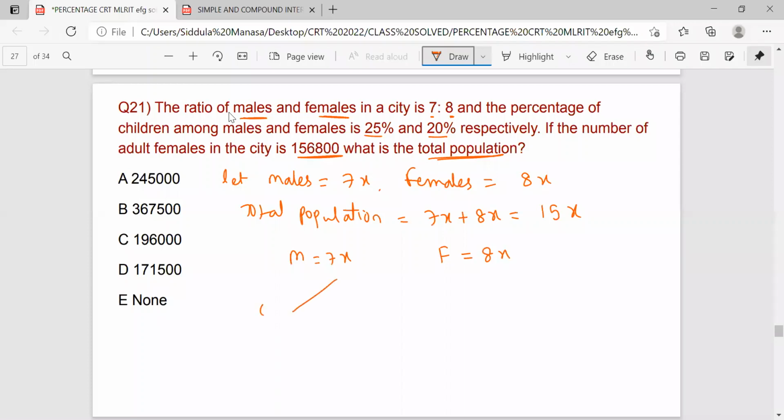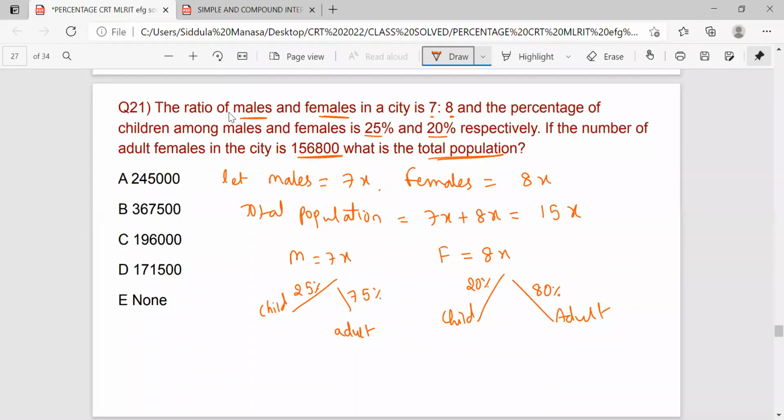On that, some children are there. That means remaining will be adult. So here also some children are there. So remaining will be adult. So that means female child, female adults, male child, male adults. Now, what is the children among males? 25%. Means remaining 75% will be adult. Here 20% of the female will be child, means 80% of them will be adult.